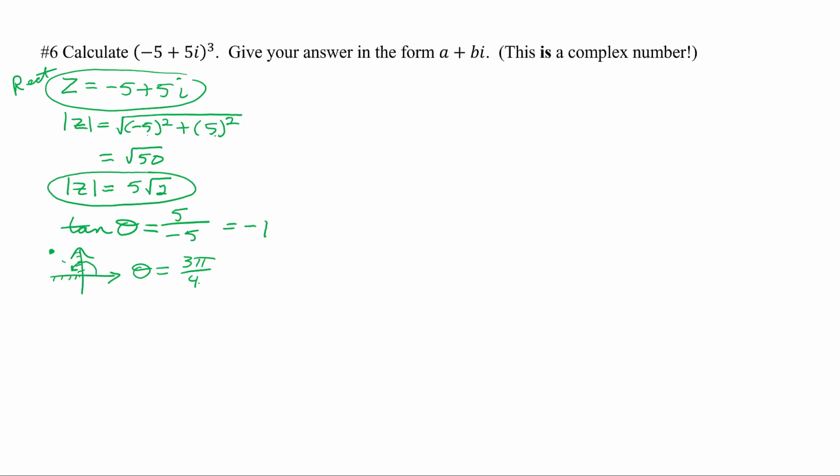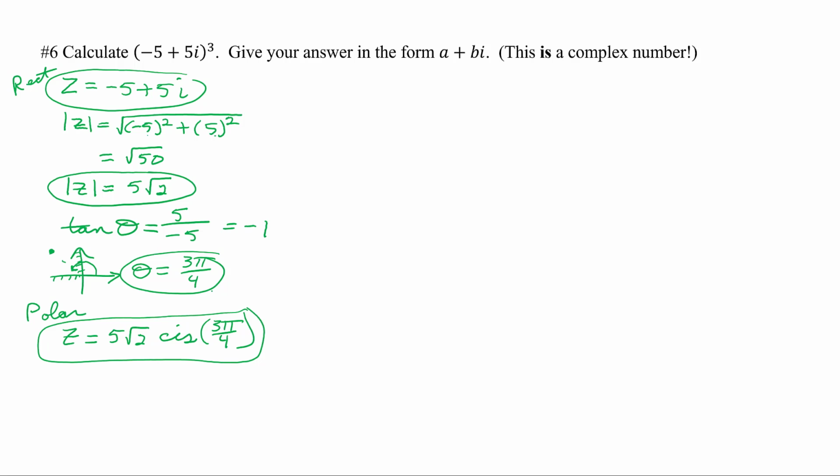Okay, so we have theta equals 3 pi fourths. That gives us our polar form of z, which would be equal to 5 square root 2 cis theta, which in this case is 3 pi over 4. Okay, we have the hardest part done. So we have z in polar form. And now we're going to take z and raise it to the third power.